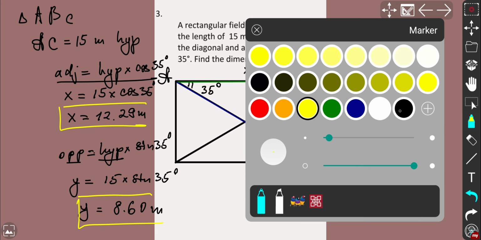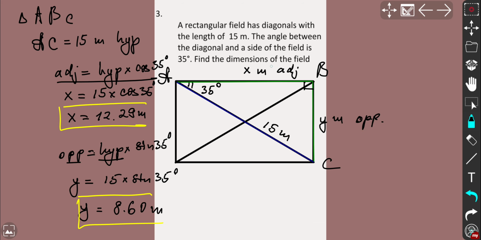Alternatively, you can use Pythagoras. For example, you figure out one side x, it's 12.29. In order to find y, you can set up Pythagoras: hypotenuse squared is equal to x squared plus y squared. Because you found x at the first step, you can plug in 12.29 instead of x. Then y is simply the square root of 15 squared minus x squared.